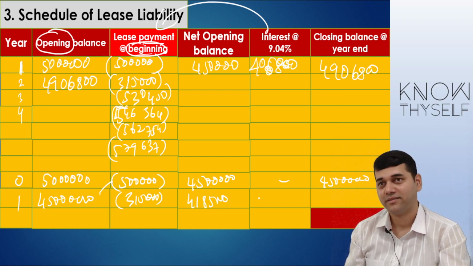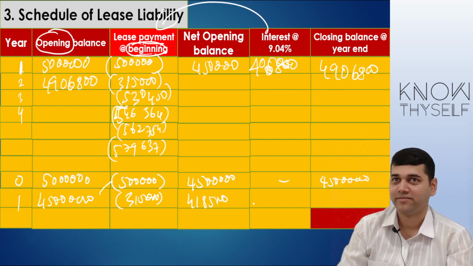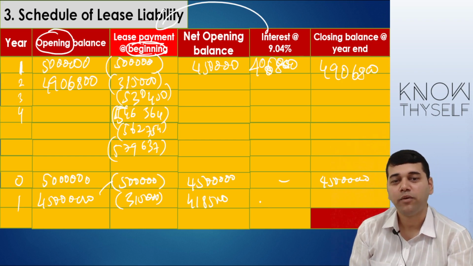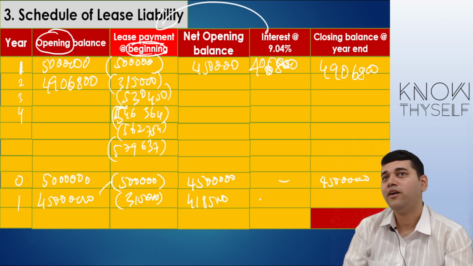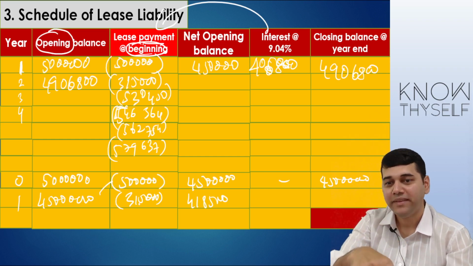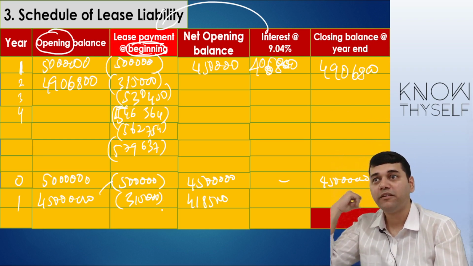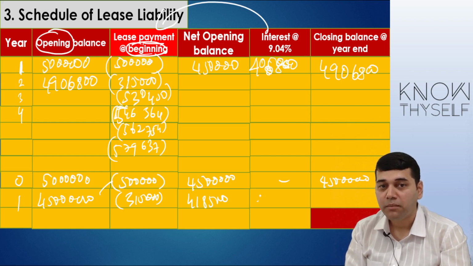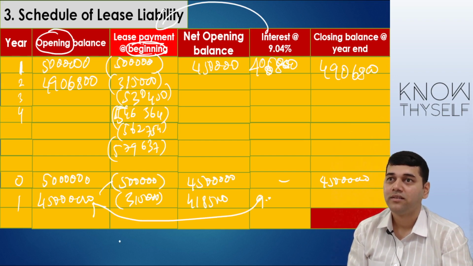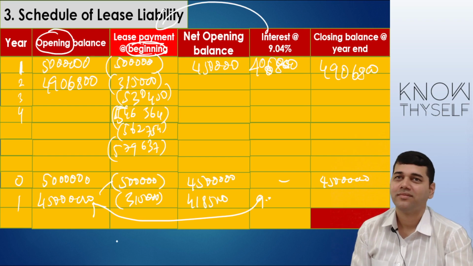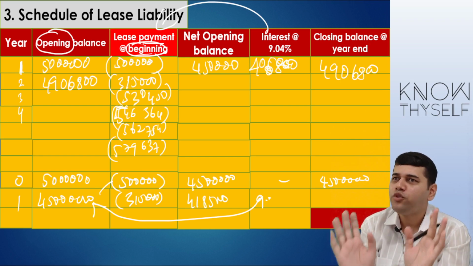Tell me the interest. Question of the day is, tell me the interest. 9.04% on what? Wrong. Because next year's payment, this is second year beginning's payment, you deducted when it was 31st December. Previous closing balance, your interest should come, 9.04% should come on this balance. Everything got confused.